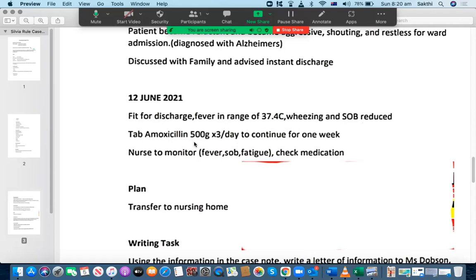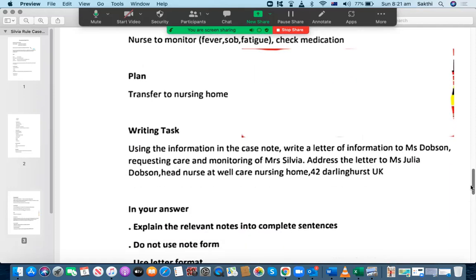Amoxicillin 500 gram. Okay, that's tablet. So you have used the continued. Yeah, I'm very happy with that. So this means this needs to be done. Okay, but it's not like what you have mentioned. Nurse to monitor fever. Okay, nurse needs to do these things as well. They need to monitor the signs of possibly these things again and again, and then check medication as well. Transfer to nursing home. That's okay.